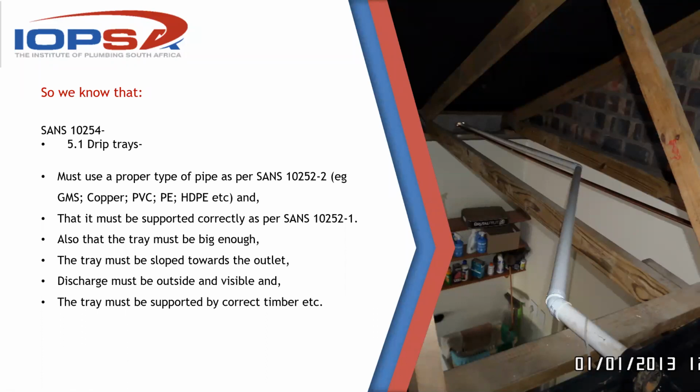so that I can tell whether or not the thing is dripping or leaking. Or if there's something leaking into my tray, it doesn't disappear, out of sight, out of mind. And the tray must be correctly supported with the correct timber, etc. So it must be able to bear the weight of the geyser, but it must also support the tray and keep the tray flat and unbuckled and sloped towards the outlet.